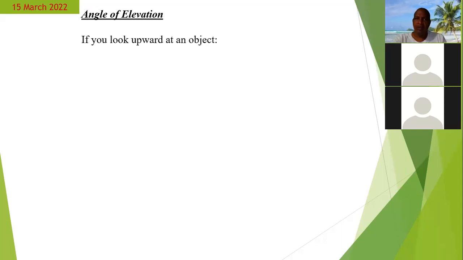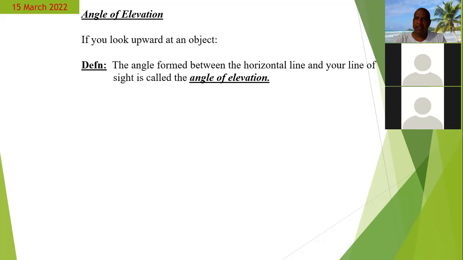So I'm going to put a definition here. So here we say that if you look upwards at an object, the angle formed between the horizontal and the line of sight is called the angle of elevation. So here we have a new word again, line of sight. Can anybody clarify what we mean when we say line of sight? Nobody has any idea what we mean by line of sight?